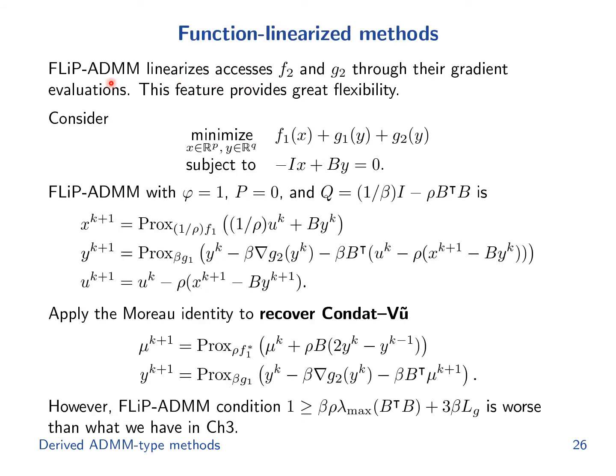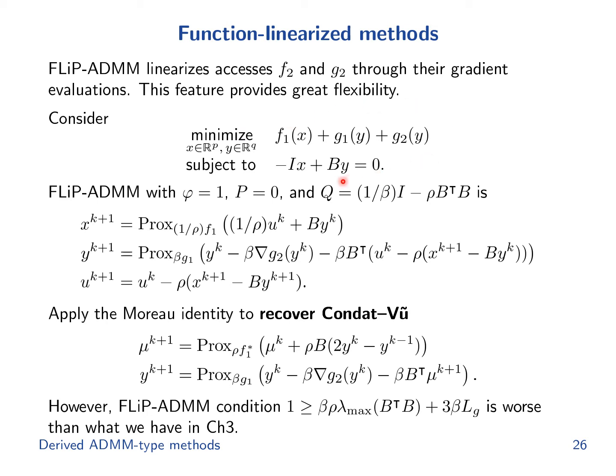Linearization can also mean to linearize a function. In FLIP-ADMM, the access to functions f2 and g2, which are differentiable, is through their linearizations. So the subproblem only uses their gradients at the recent iterates. And this feature, we have argued, provides great flexibility. Let's use this feature to recover the Condat-Vu method.